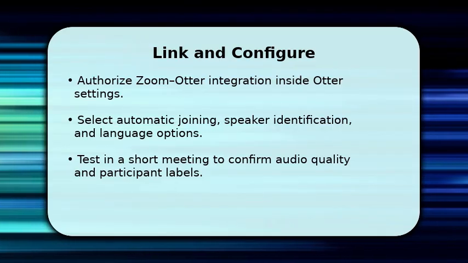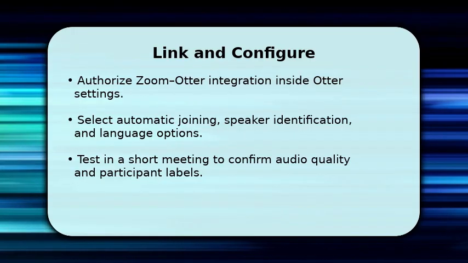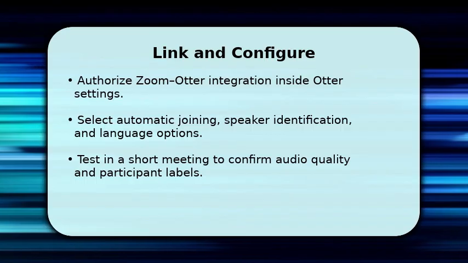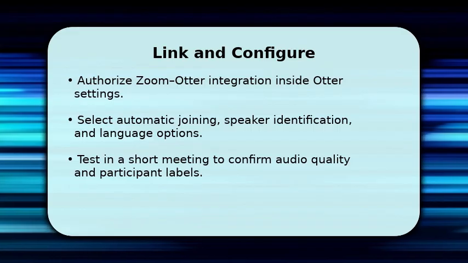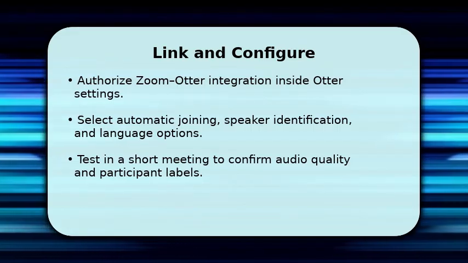Then configure automatic joining, enable speaker identification for clearer labeling, and choose the correct language and audio enhancements so transcription accuracy improves. After saving, run a brief test meeting. Speak clearly, check that Otter appears as a participant, and verify speaker tags. If labels or audio are off, tweak mic/source settings in Zoom.